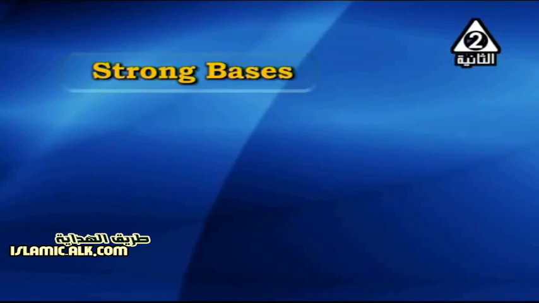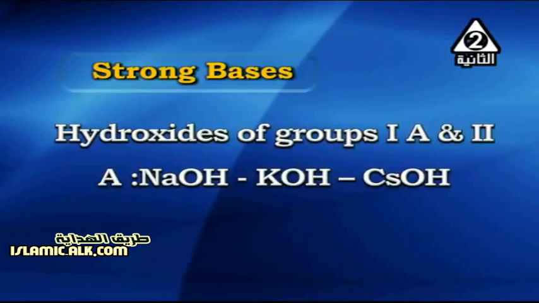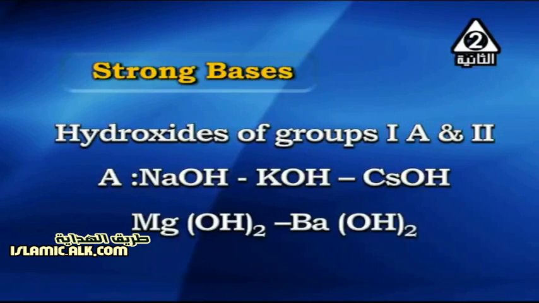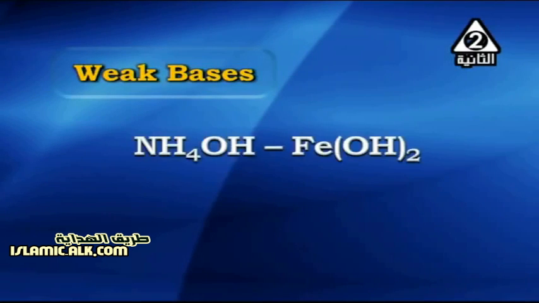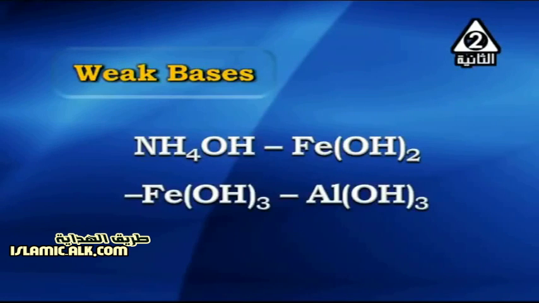While the strong bases, my dear student, are hydroxides of group 1A and 2A, such as sodium hydroxide, potassium hydroxide, and cesium hydroxide. Their chemical formulas are NaOH, KOH, CsOH. And also Mg(OH)2 and Ba(OH)2, which are magnesium hydroxide and barium hydroxide. While the weak bases are ammonium hydroxide, iron(II) hydroxide, iron(III) hydroxide, and aluminum hydroxide.